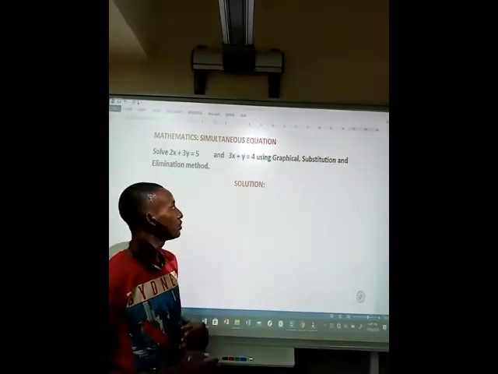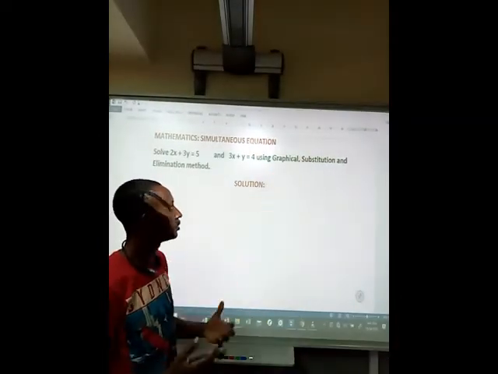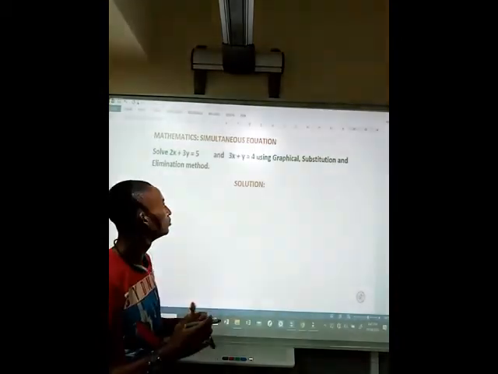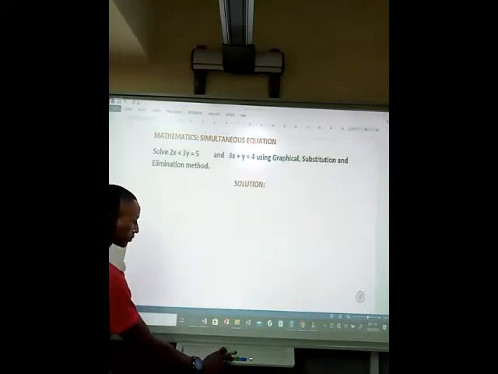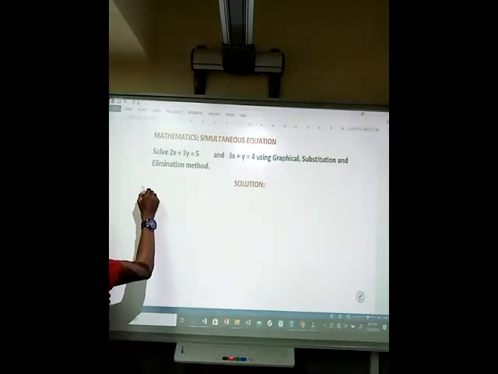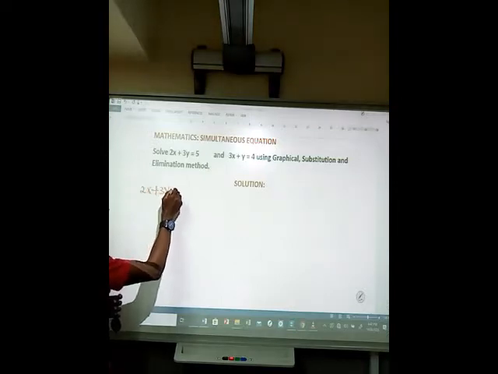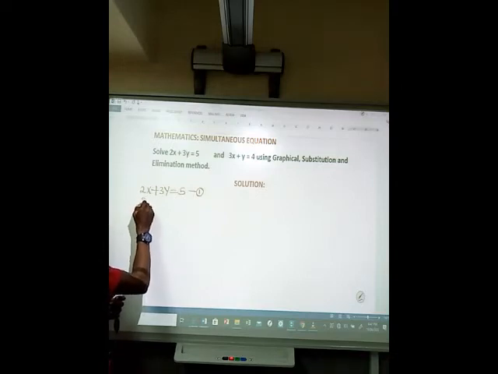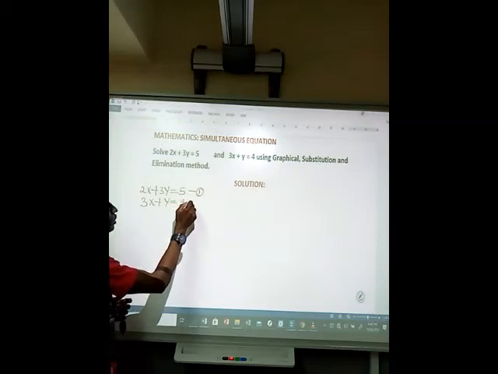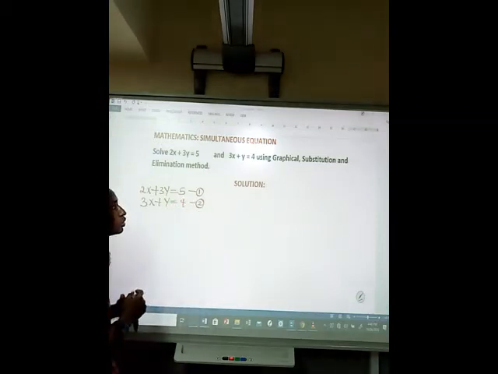Okay, alright, the last method, which is the graphical method. How do we make use of the graphical method? It is very easy. All I need you to do is to follow me. Now, let's consider equation 1, 2x plus 3y equals 5. And then equation 2, 3x plus y equals 4. To make use of the graphical method, you consider one equation after the other.